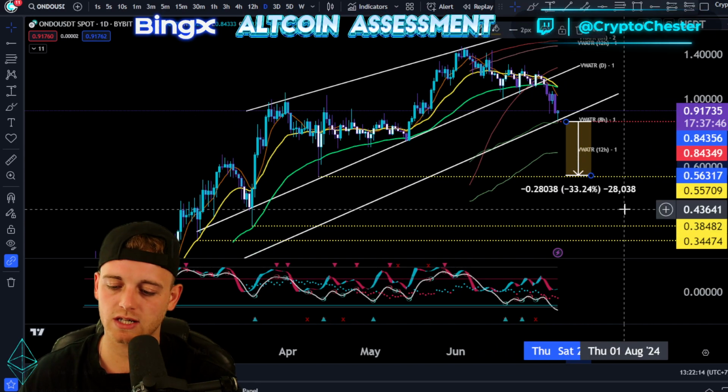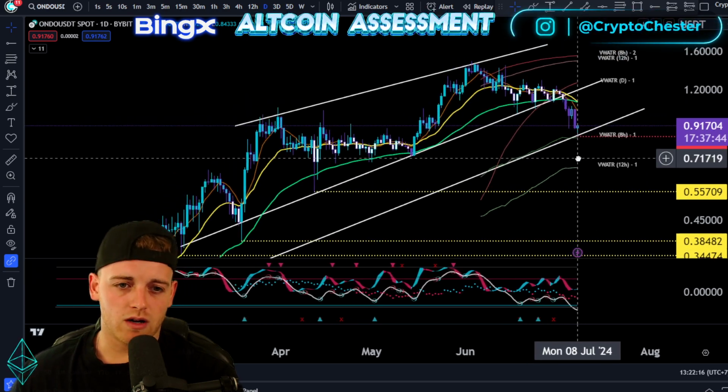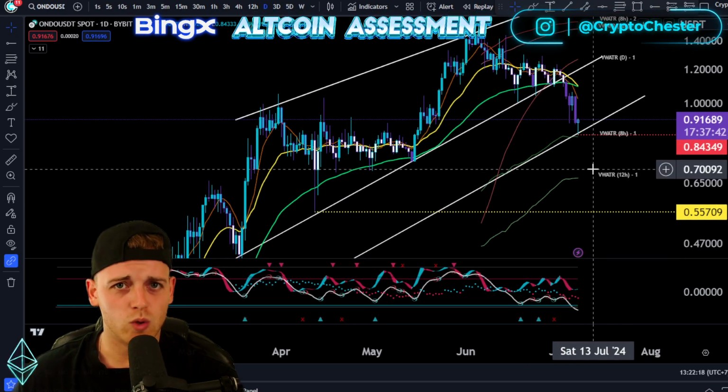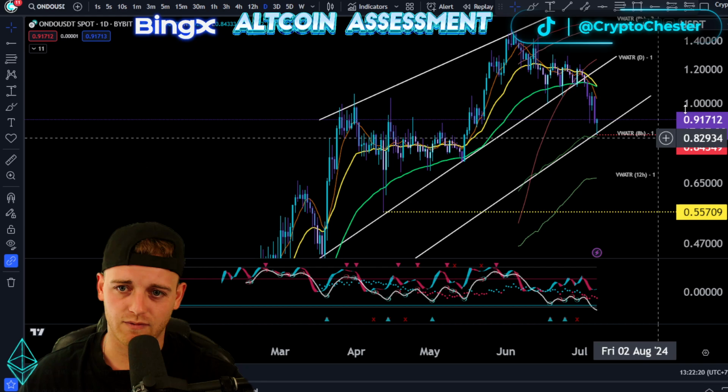So just take that into consideration if you are trading this from a spot perspective. Your bags can fluctuate quite a significant amount.